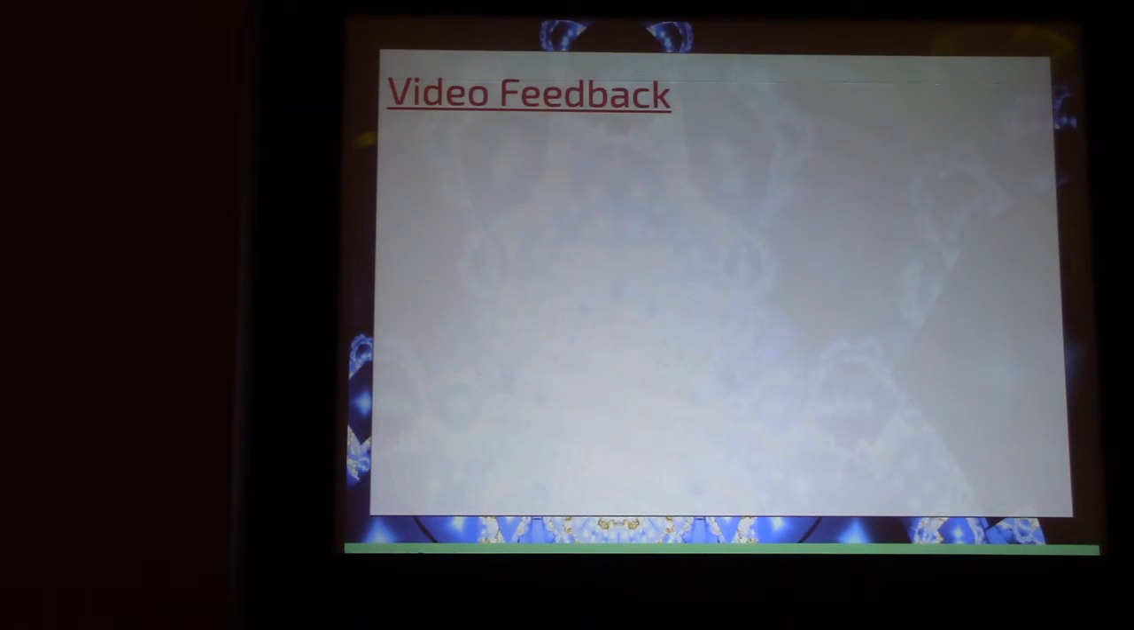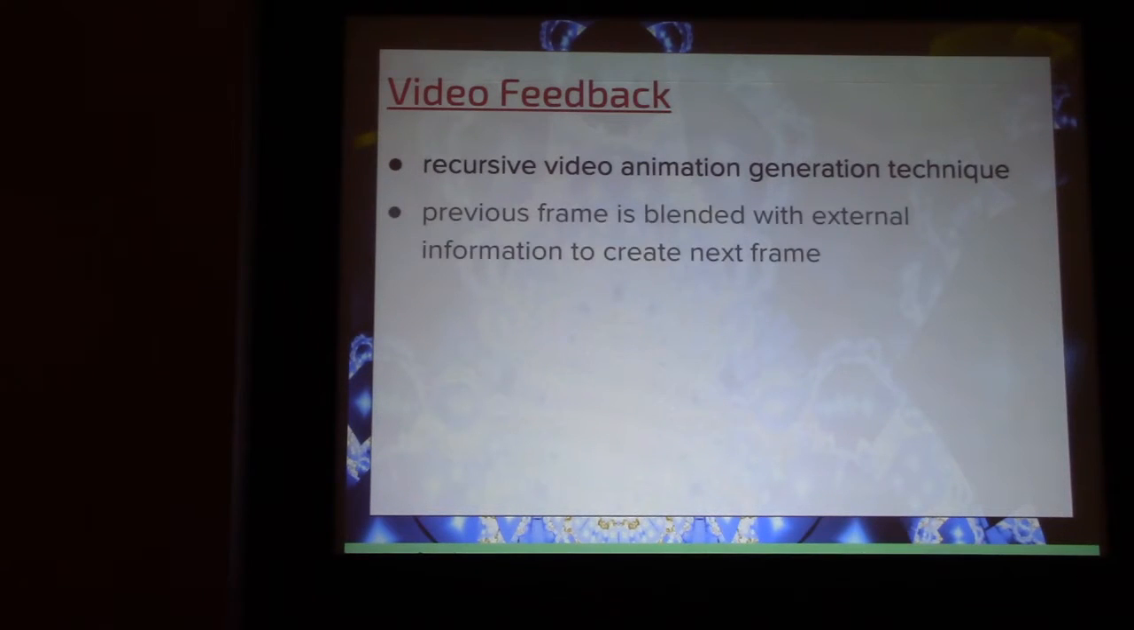video feedback. I'm sure most of you are at least somewhat familiar with the concept, like the hall-of-mirrors effect. If you put two mirrors back and forth or next to each other, you see a picture of the mirror in the mirror. In general, though, it's a recursive video animation generation technique, where the previous frame is blended with some kind of external information to create the next frame. It doesn't necessarily need to be a discrete frame-by-frame system; an analog system with mirrors definitely has a similar kind of effect.